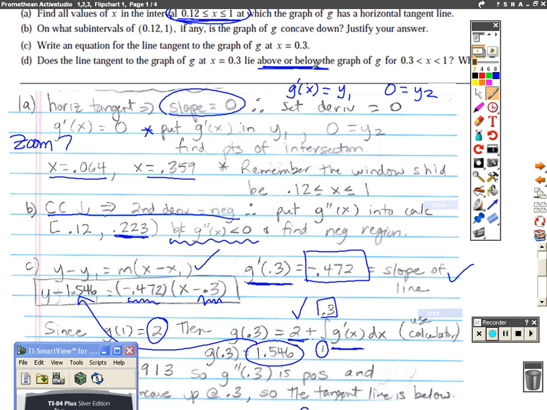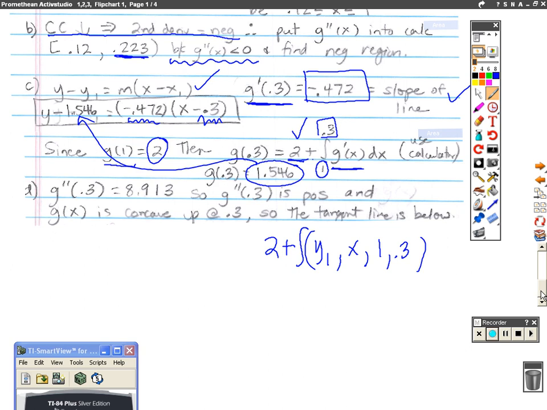So what we know is the concavity at 0.3. Concavity we know is found using the second derivative. So using my calculator, I'm going to go to the second derivative function that I already have on the calculator, and I'm going to make the calculator tell me what the output is when x is 0.3. And that output is 8.913, which is a positive value. Therefore, g of x is concave up, and the tangent line has to be below.